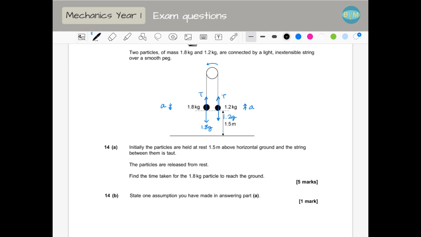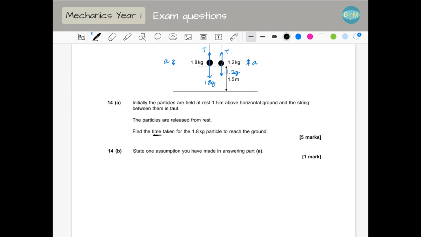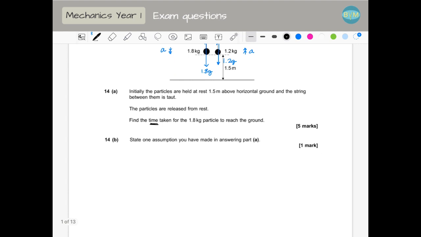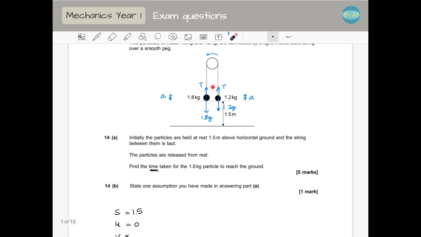We need to find the time taken. Since we have time, we need to use SUVAT equations. If we write SUVAT for this one, the displacement that this one has to move is 1.5 until it reaches the ground. The initial velocity is 0. Final velocity we are not interested in. We need the acceleration, and the time is what they ask. Remember that we can find the acceleration using the forces.